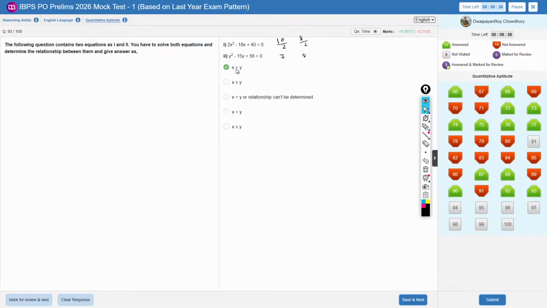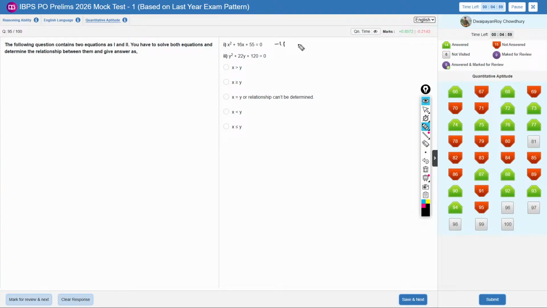So x greater than. So 24 means 16, 8. No, yes. And this is 7, 9. So definitely no relation. Okay.